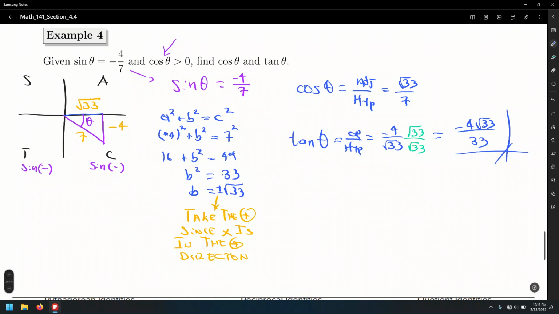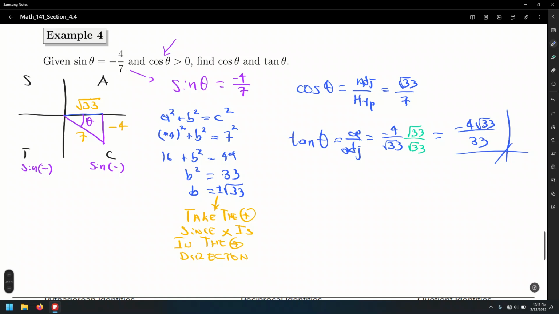Yes? Is it tangent opposite over adjacent? Over adjacent, opposite over adjacent. Yes. But still, I got the right numbers, I think, right? Anyway. Yeah, thank you.